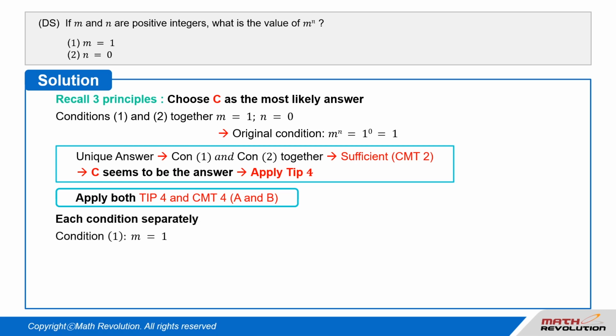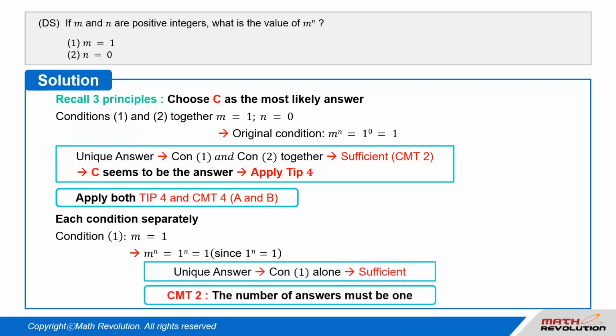So let's take a look at each condition separately. Condition 1 tells us that m is equal to 1. If we plug this into the equation, we get m to the power of n equals 1 to the power of n equals 1. Since 1 is the base, and 1 to the power of n is always 1 regardless of the value of n. The solution is unique, so it's sufficient by CMT2, which means that the number of answers must be 1.